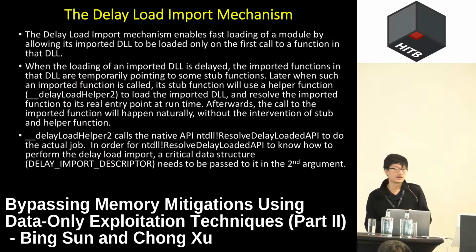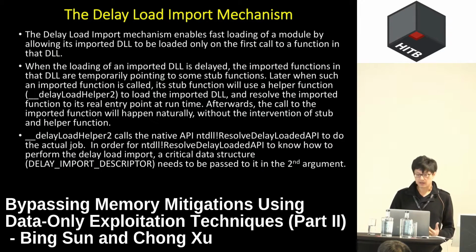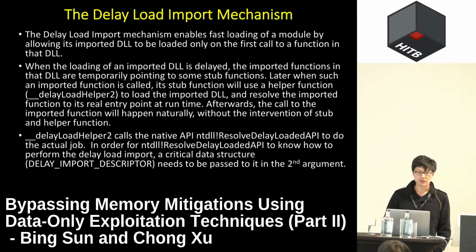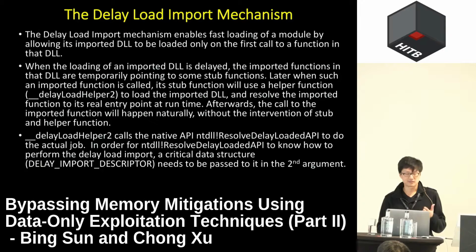Now we already know what an out-of-context function call is and how to make such a call. Next, we're going to show you how to leverage the delay load import mechanism to bypass CFG. Before we explain how to make an out-of-context function call to a delay-loaded native API, first we need to understand what the delay load import mechanism is.